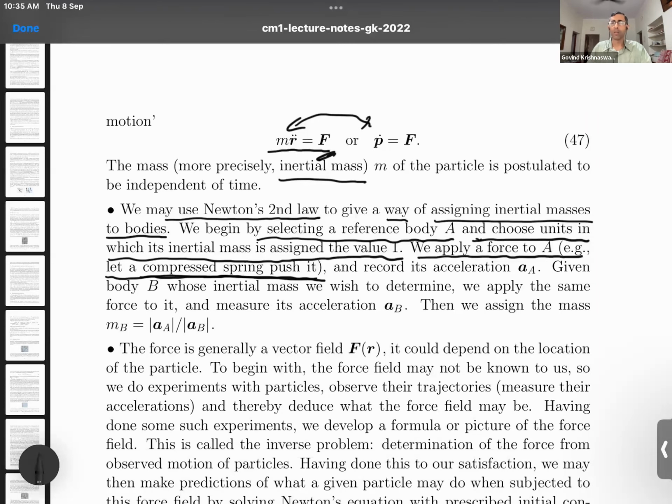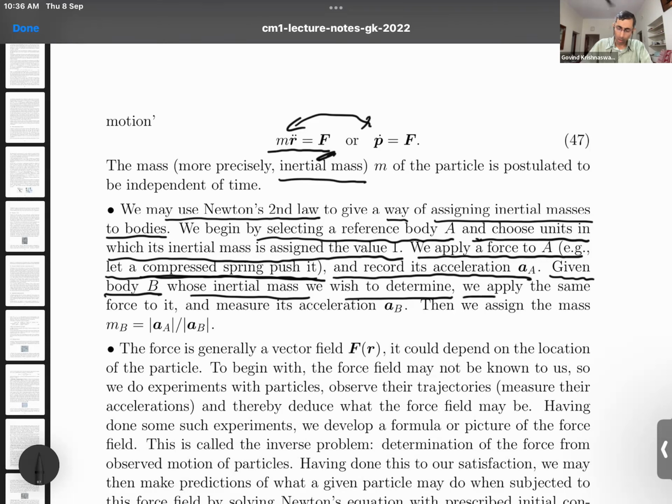Yeah, and then we use a camera or some other device to find the motion of the particle as a function of time, where it is at each instant of time, and thereby determine its acceleration, and we record that. Okay, so we record its acceleration initially. So now we have done our basic job. Next step is that somebody gives you body B, whose inertial mass we wish to determine. Okay, so body B may be this mouse, and we wish to determine its inertial mass, which we have not assigned yet.